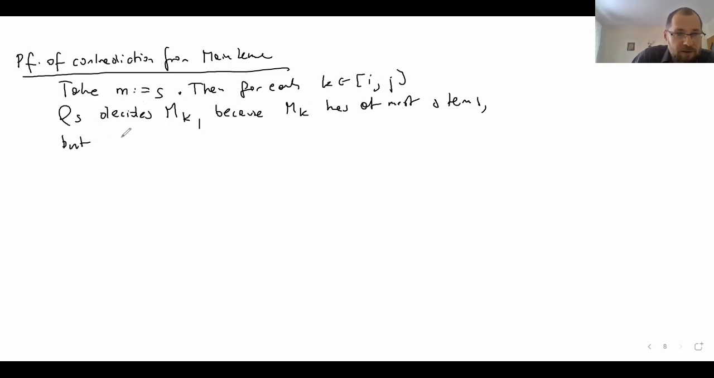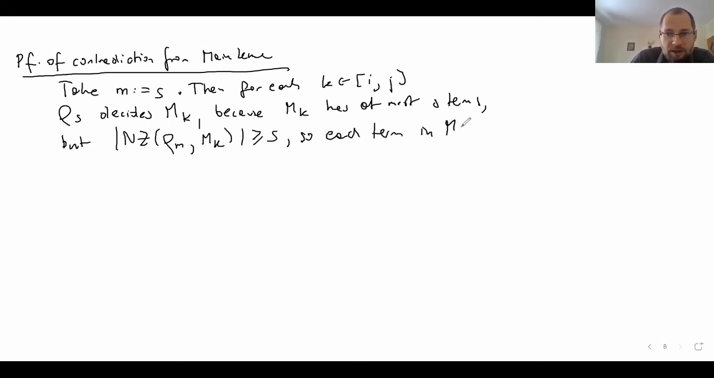but the number of non-zeros of rho m in mk must be at least s, because rho m guarantees s non-zeros in these configurations here. So each term in mk is forced to 1. But that gives a contradiction.